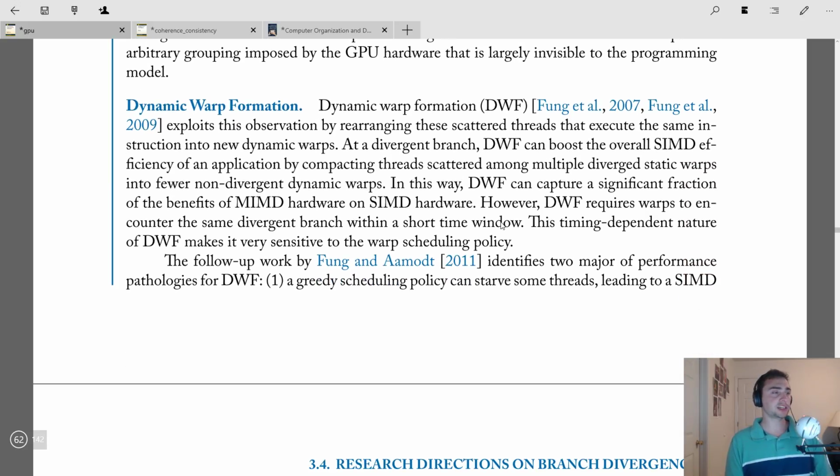So let's first talk about dynamic warp formation, from 2007 to 2009. They're trying to exploit this observation by rearranging these scattered threads that execute the same instruction into new dynamic warps. Just because we have divergence in warps, perhaps multiple warps have the same divergence. So let's repack these threads so that we don't have this divergence. The key idea is that for divergent branches, dynamic warp formation can boost the overall SIMD efficiency of an application by compacting these scattered threads.